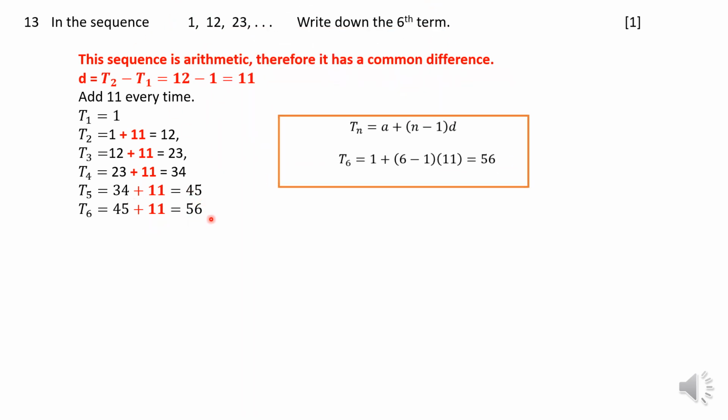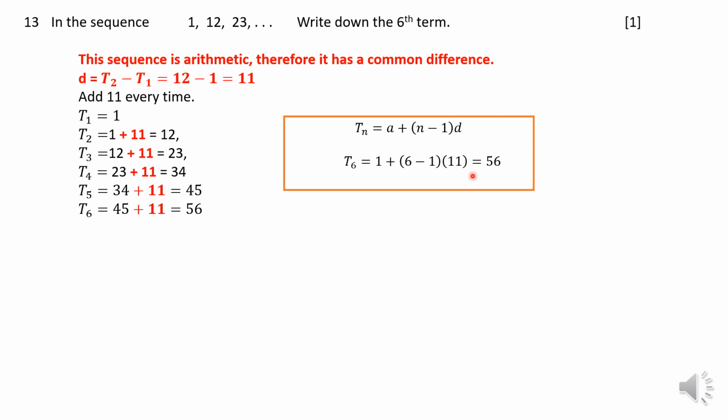There are people who are using the formula, but again, as I said, this does not really require you to use the formula, but you go ahead if you know how to use it. The A always represents the first term, and if you're looking for the sixth term, you put 6 here and multiply that by the common difference. Obviously, you will end up with 56 as well.